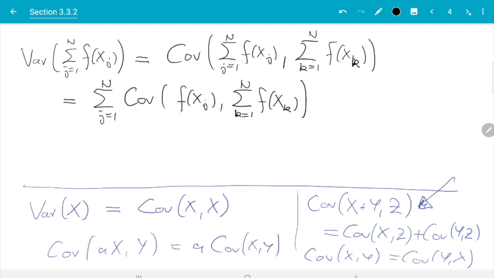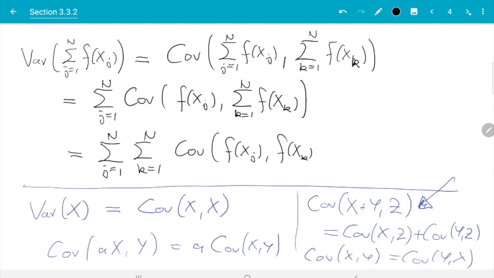So one of them, f of xj, is in the first argument. The sum of all of them is still in the second argument. And now, if we are pedantic, we would swap the arguments, then take out the second sum and then swap back. I do that all in one step. So it's the sum over j from 1 to n, sum over k from 1 to n, of the covariance of f of xj and f of xk. And now we have taken out all the sums. That looks already a bit simpler. And these covariance terms, these are the ones where we have to hope that some of them are negative.